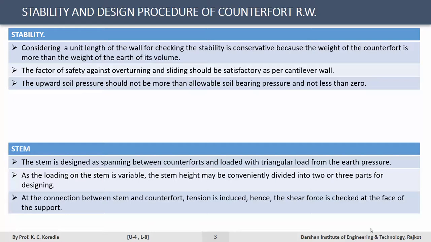As the loading on the stem is variable, the stem height may be conveniently divided into 2 or 3 parts for the design. At the connection between the stem and counterfort, tension is induced, hence shear force is checked at the face of the support, that is, at the junction between the counterfort and stem slab.